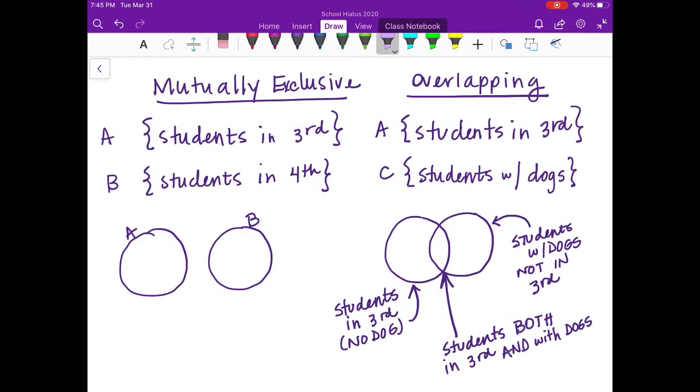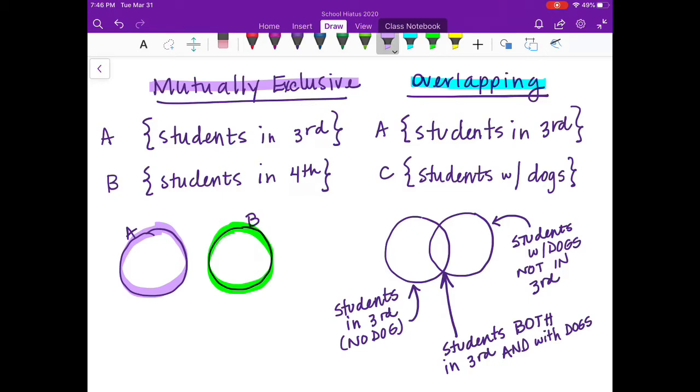So let's talk for a minute just about what it means for two events to be mutually exclusive versus overlapping. Mutually exclusive just means that there are no common outcomes. For example, I have defined group A to be students in my third period class, and I have defined group B to be my students in my fourth period class, and there are no students that are in both classes at the same time. So A and B are mutually exclusive.